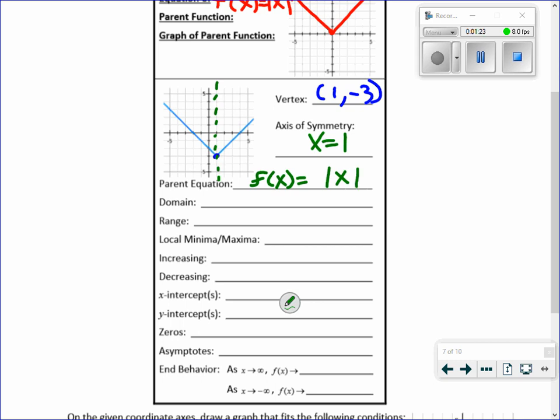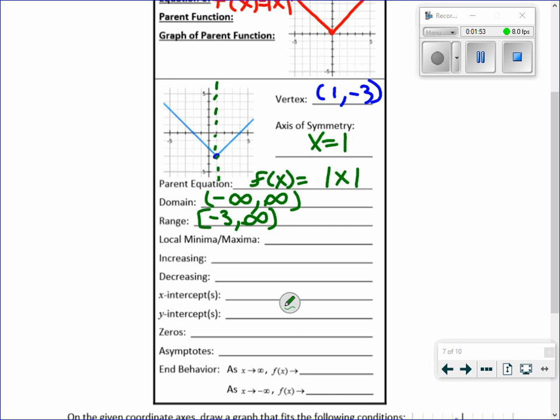Looking next, what is our domain here? Yes, negative infinity to positive infinity. And what about our range? From where to where? Negative what? -3 to infinity. So with -3, what should we have, a bracket or a parenthesis? Good, a bracket, because you do touch there.